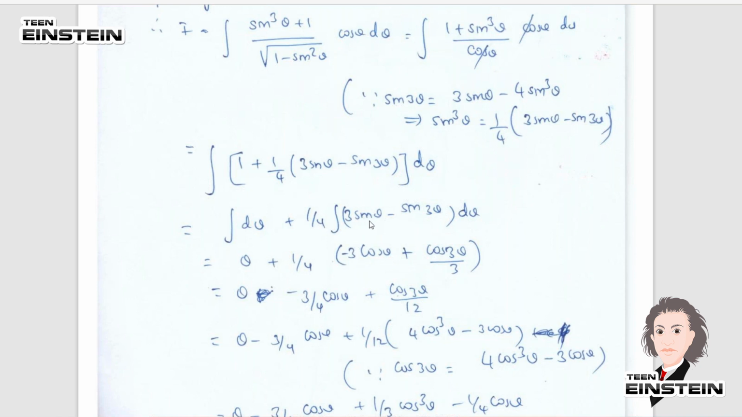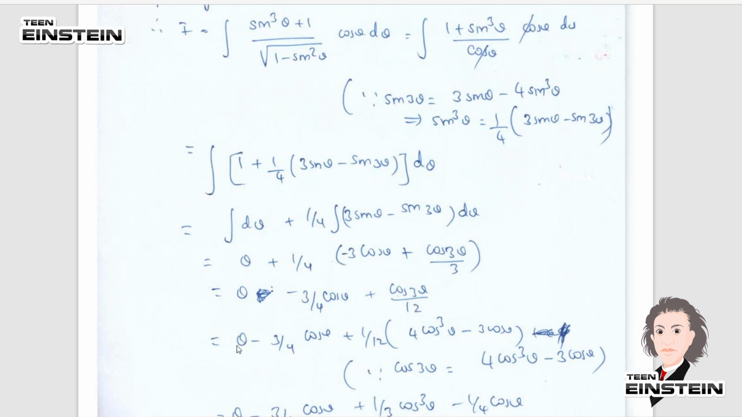Next, I have sine 3 theta. Integral sine is minus cos. So here I'm having minus. Minus becomes plus. So plus cos 3 theta. Here the constant term is 3, so you'll be getting 3 in the denominator. So cos 3 theta by 3. Now simplify this term. Minus 3 by 4 cos theta plus cos 3 theta by 12. So what you are getting is 3 minus 3 by 4 plus 1 by 12 is a constant term.